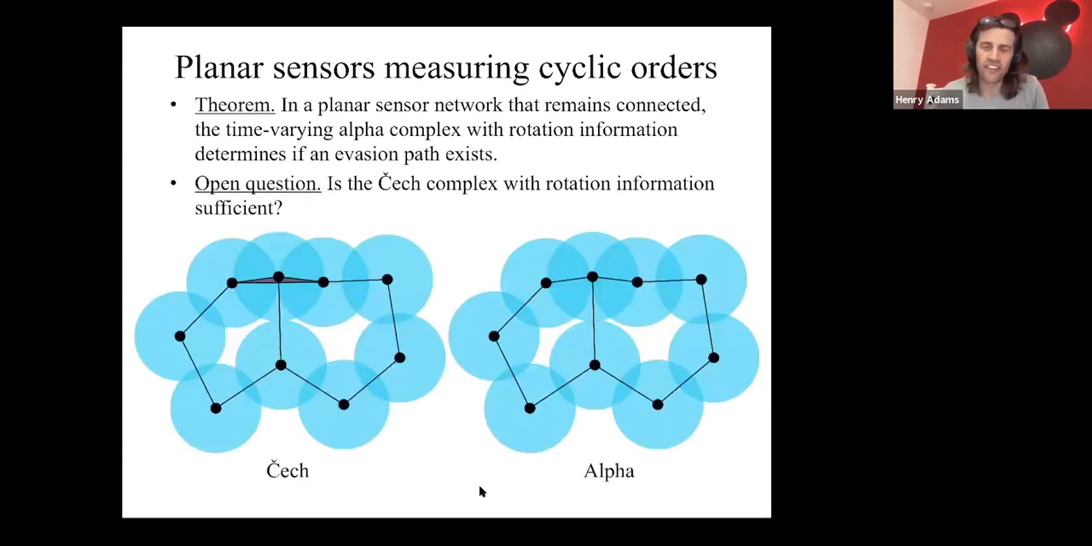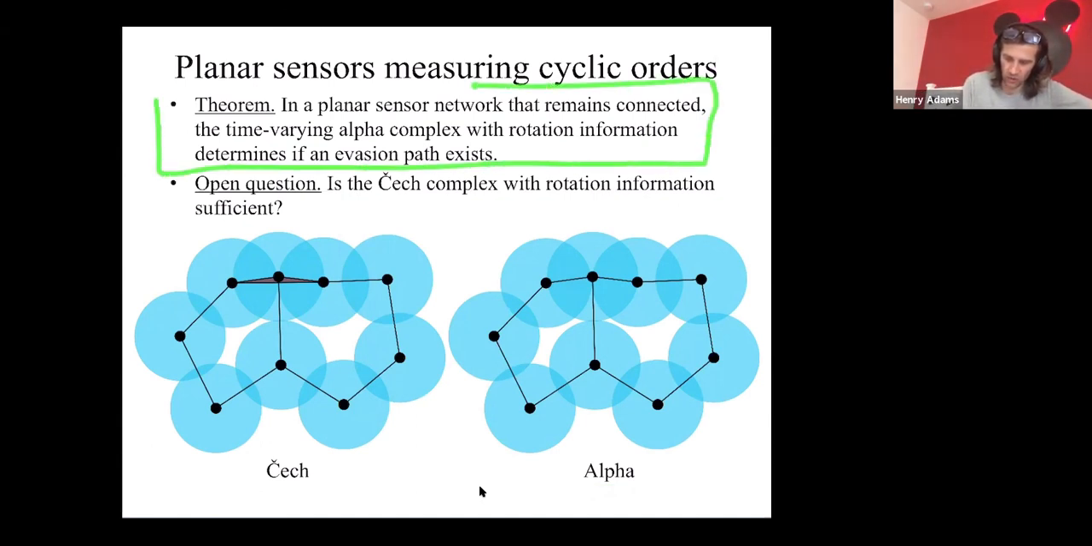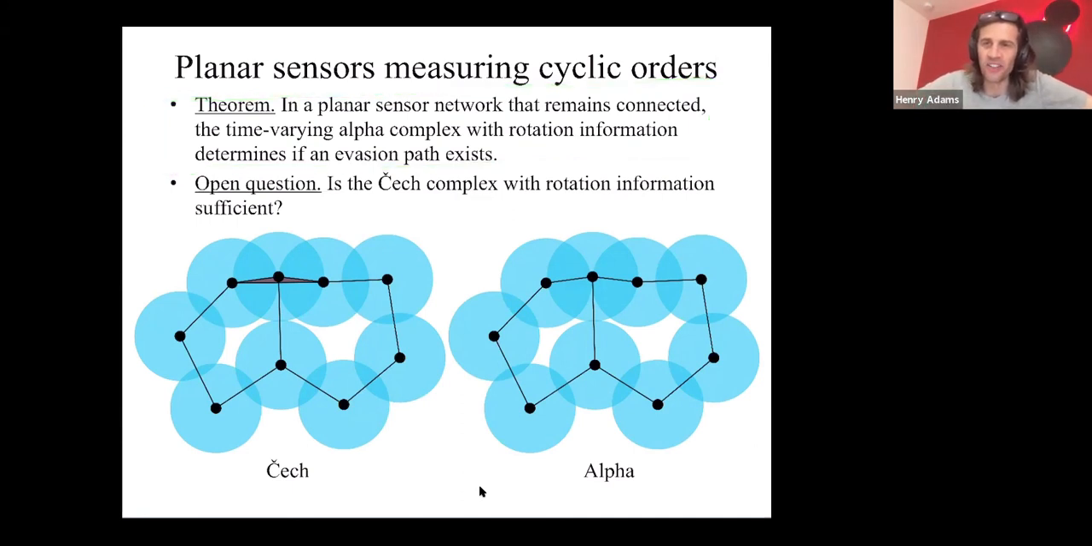All right, I will end there. In summary, the check complex or the alpha complex alone without rotation information can't determine whether there's an evasion path or not. When you add in rotation information, the alpha complex suffices, unknown with the check complex. But we'd like to be able to use the check complex instead. It requires much less geometric information than the alpha complex. It's sort of unrealistic to assume that sensors without GPS devices could even measure the alpha complex because there's so much geometric data there. So that's a downside of this theorem. You'd like it to work with check complexes, but we don't know how to do it.